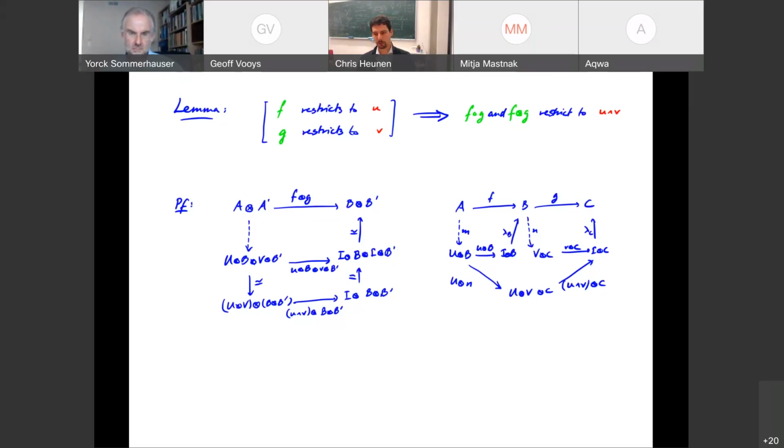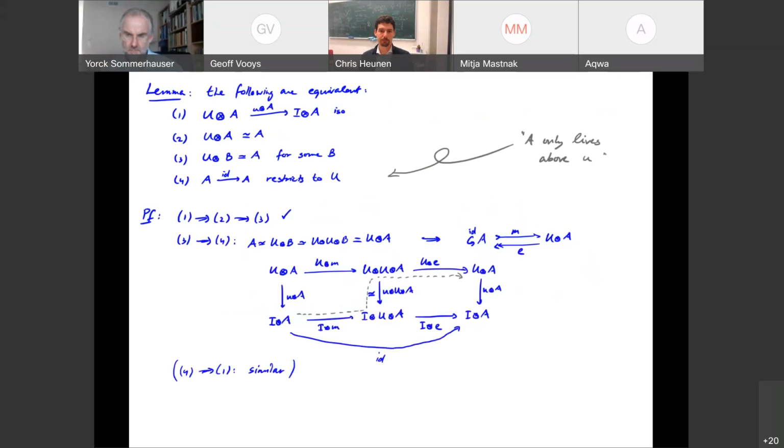And similarly, if I first do F and then do G, I can use the fact that F restricts to U, and then use the fact that G restricts to V, and just put everything together to find that the composition factors through U tensor V. So this restriction notion behaves like you think it should. If something lives over here and something else lives over there, then the combination lives only in the intersection.